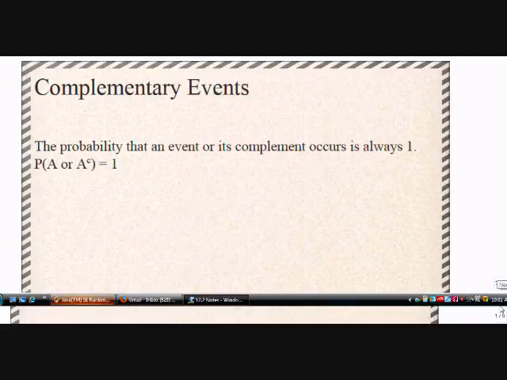Complementary events. The probability that an event or its complement occurs is 1. Okay. So, a couple of complementary events.